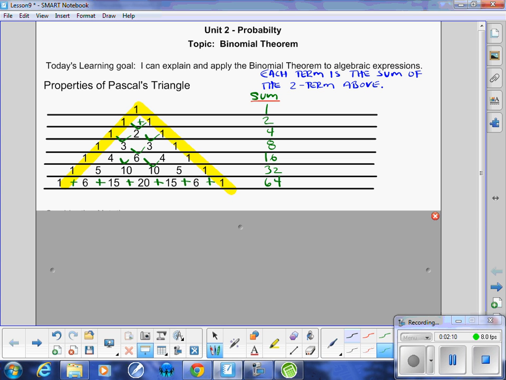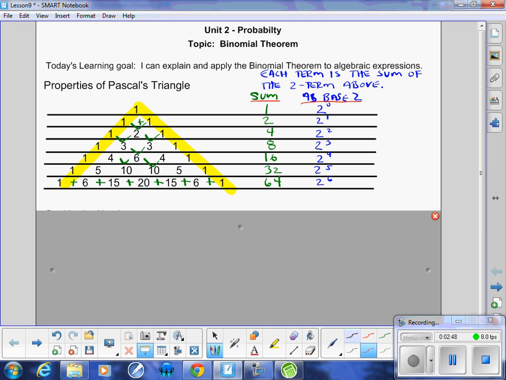Okay? Now, if you look down the sum column, you can rewrite each of these sums as base 2. So I'll do the easy ones first. So this is going to be 2 to the exponent 1. 2 squared is 4. 2 cubed is 8. 2 to the 4th is 16. 2 to the 5th is 32. 2 to the 6th is 64. And the top one, 2 to the exponent 0, gives us our 1.